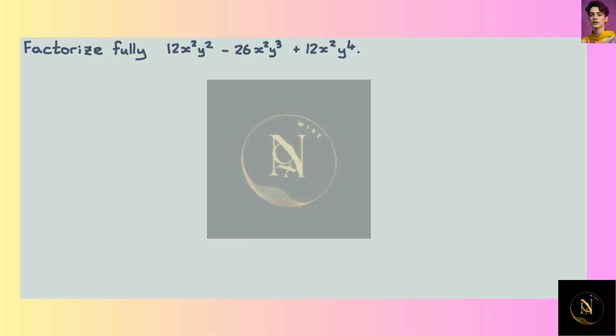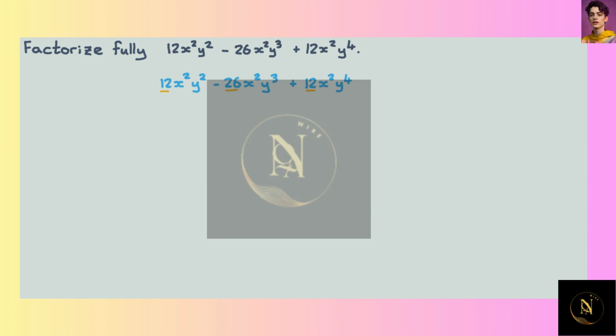Factorize fully 12x squared y squared minus 26x squared y cubed plus 12x squared y raised to the fourth power. In this question, we are asked to fully factor an algebraic expression in two variables with three terms. The first thing we want to do is check for any common factors among the terms, since we can factor these out of the expression immediately.